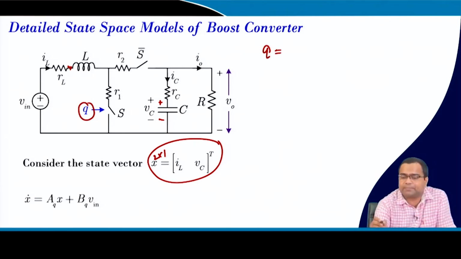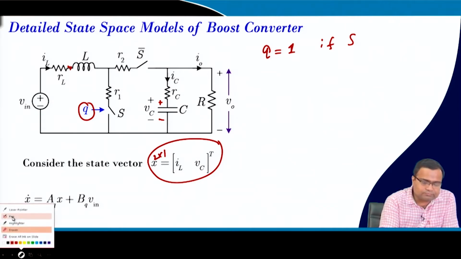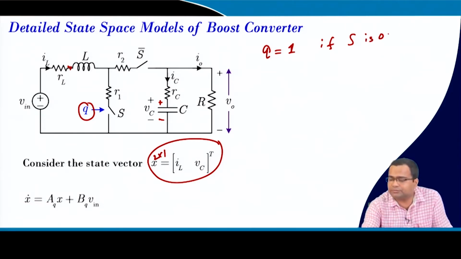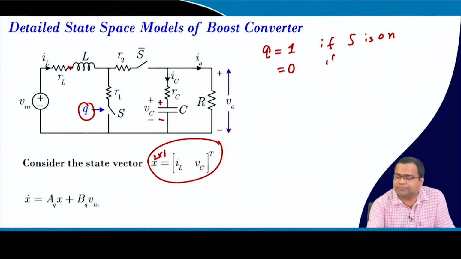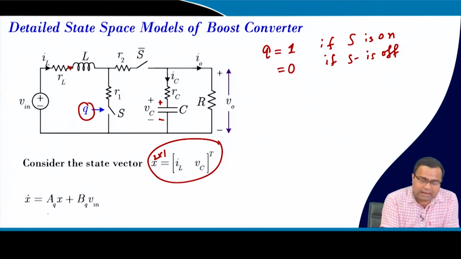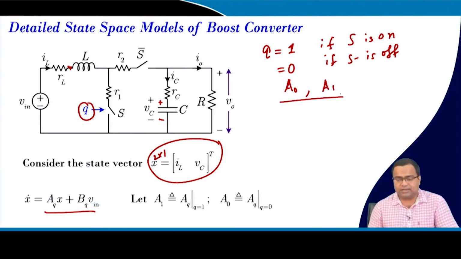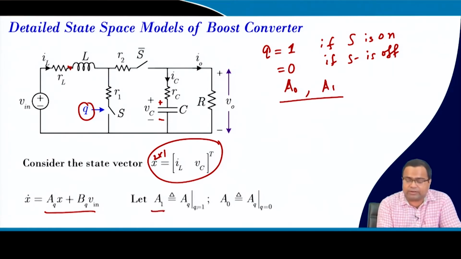And Q can be either 1 if S is on, the switch is on, right, and equal to 0 if S is off. So, depending upon the switch state, we will get Q0 or Q1, and based on that we get the A0, A1 matrix. So, that means we are talking about A1 when Q equal to 1 and A0 when Q equal to 0, right.